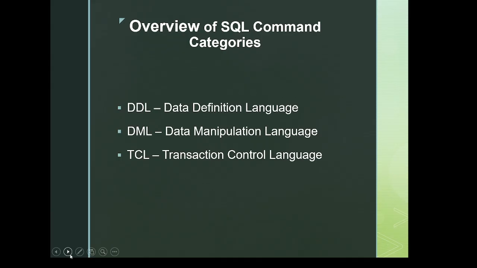In SQL, commands are divided into different categories based on what they do. DDL stands for Data Definition Language. These commands define the structure of the database, like creating or modifying tables. DML stands for Data Manipulation Language. These commands let you add, change or delete data inside the tables.